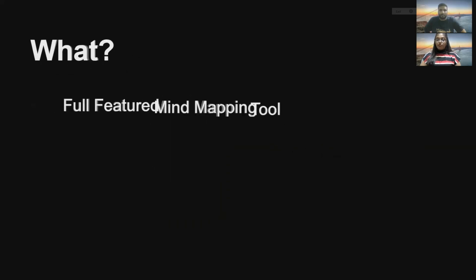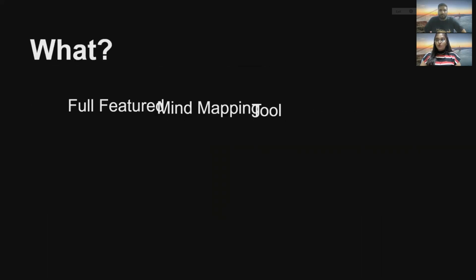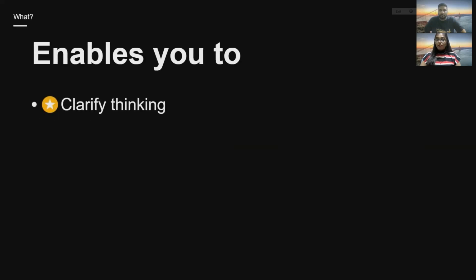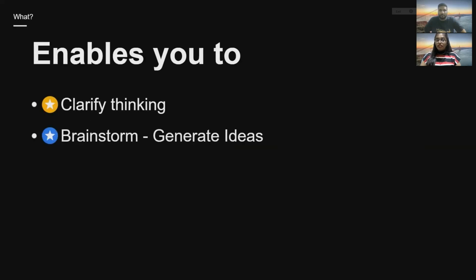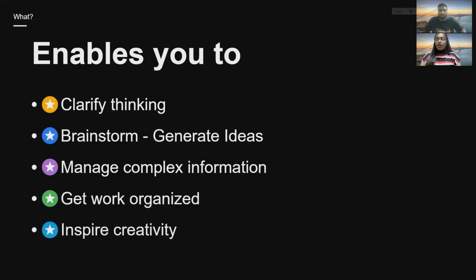So, what is Xmind 2021? Xmind 2021 is a fully featured mind mapping tool that we can use to create digital mind maps. And it enables us to clarify our thinking, brainstorm or generate ideas, manage complex information in a very simplified manner, get our work organized, and inspire creativity to present the information in a very creative manner and facilitate communication.